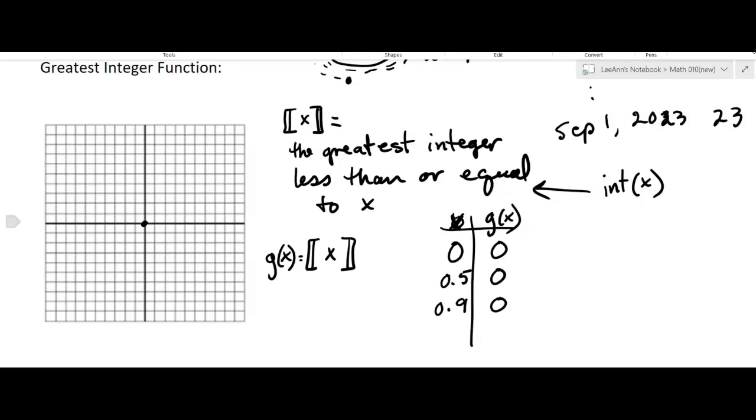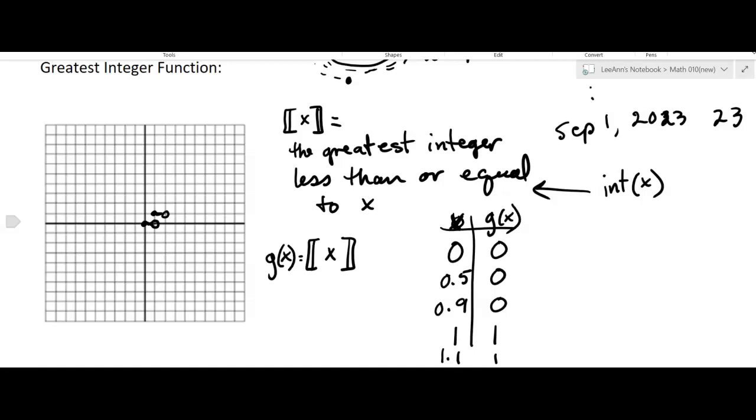So I have these little points. It's going to look really small on my graph paper here. But up till I get to 1. Now my output is 1. Once my input gets to 1, then the greatest integer less than or equal to 1 is 1. So I put an open dot here at 1 and a closed dot here at 1. Then at 1.1, I'm still at 1. At 1.2, I'm still at 1 until I get to 2. So I have all these numbers in here where I'm still at 1.